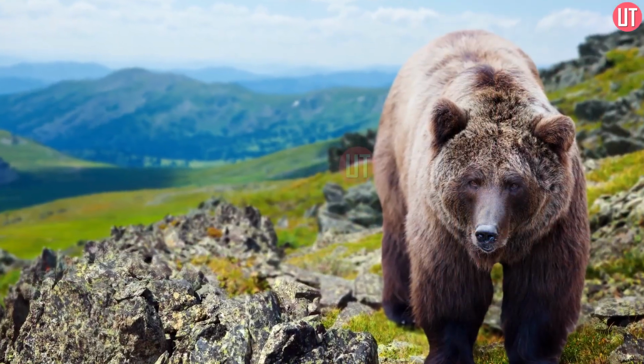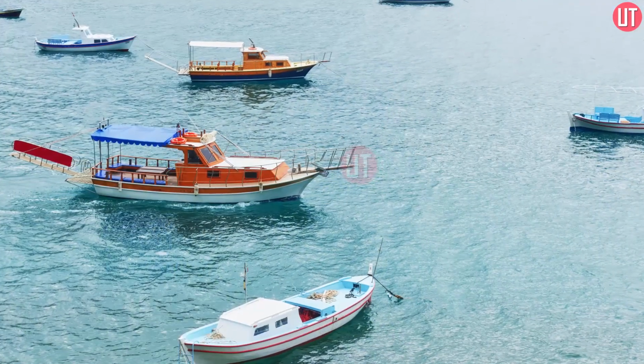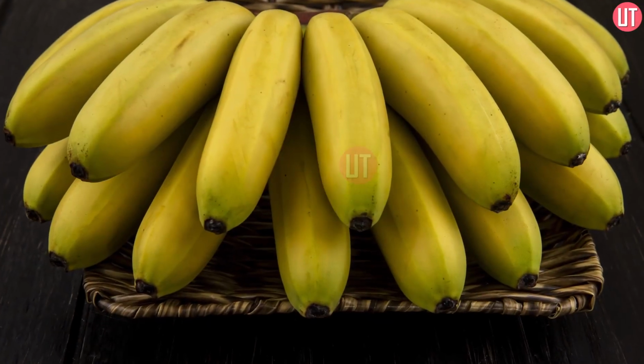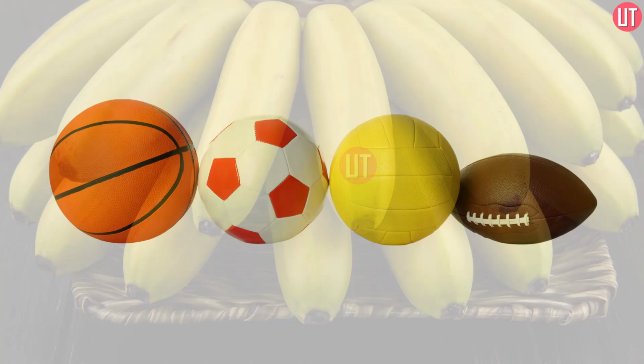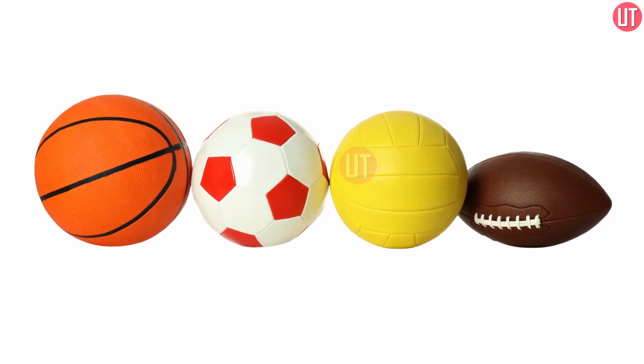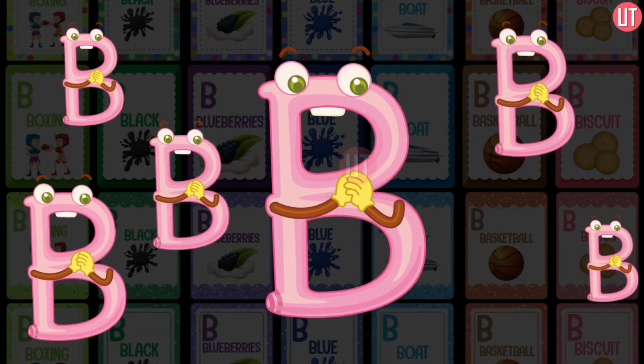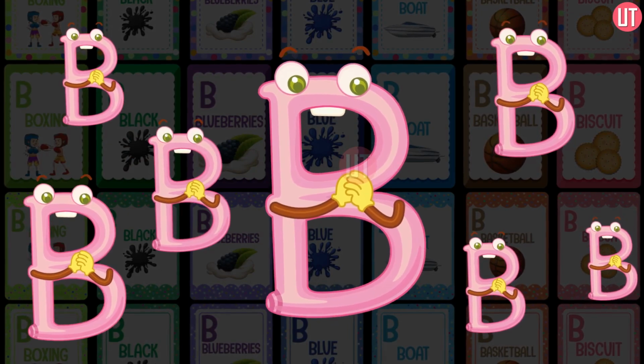B is for bear, B is for boat, B is for banana that we like the most. B is for ball, we can kick and throw. B is the letter that helps us grow.